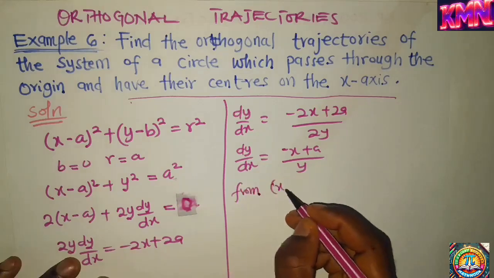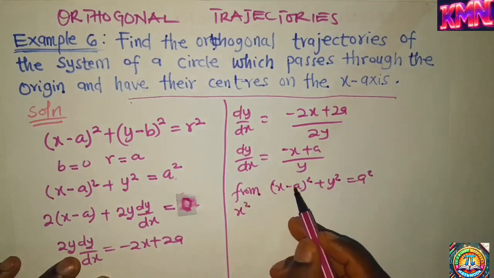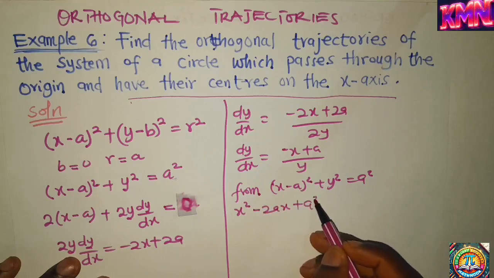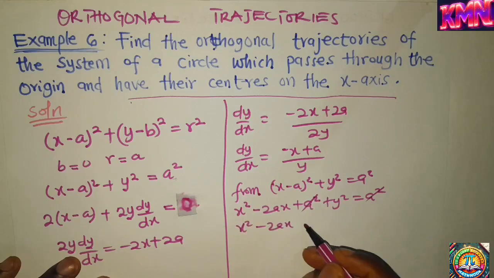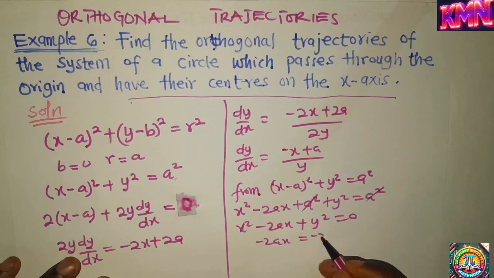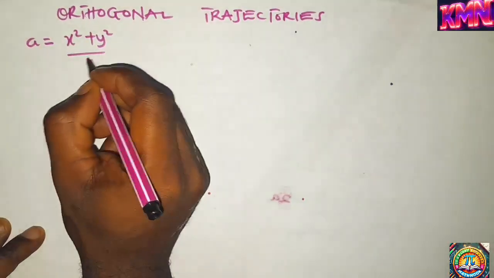When we expand (x minus a) squared, this will be x squared, and multiplying this and this together will give minus 2ax, and then we square this one too, that's plus a squared, plus y squared equals a squared. Of course, this will go out, leaving x squared minus 2ax plus y squared equals 0. Negative 2ax equals negative x squared minus y squared, and that simply will be a equals (negative x squared minus y squared) all on negative 2x. Getting rid of the negative, our a now becomes (x squared plus y squared) on 2x.